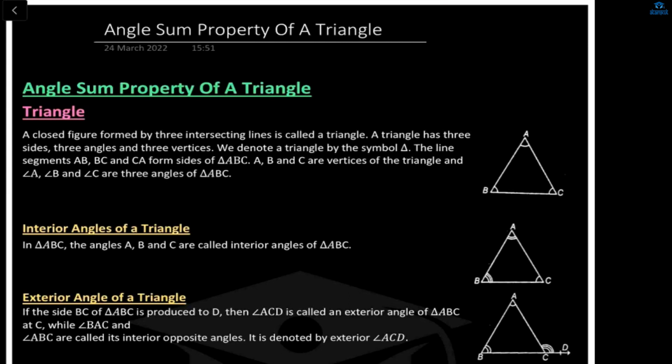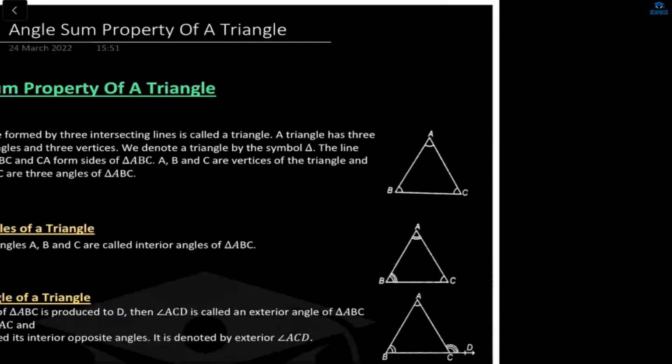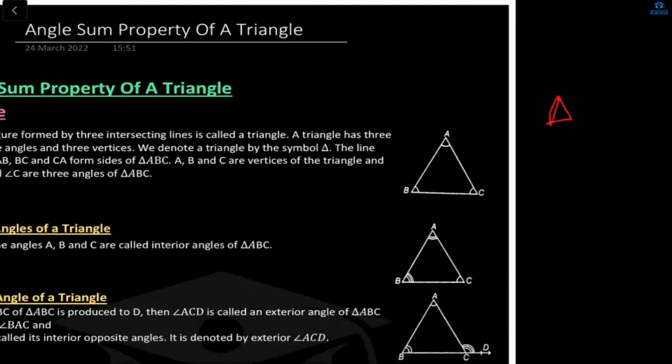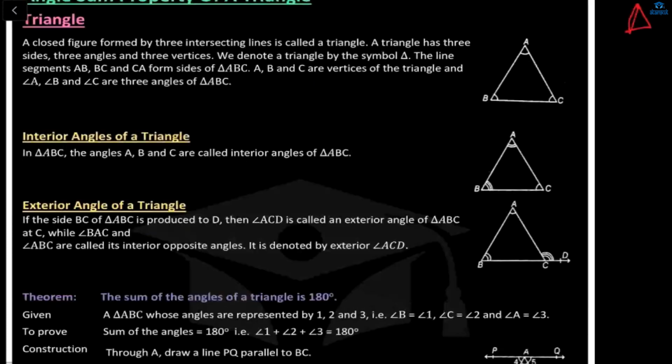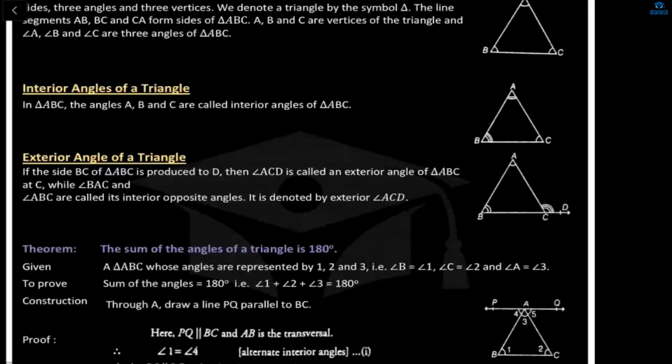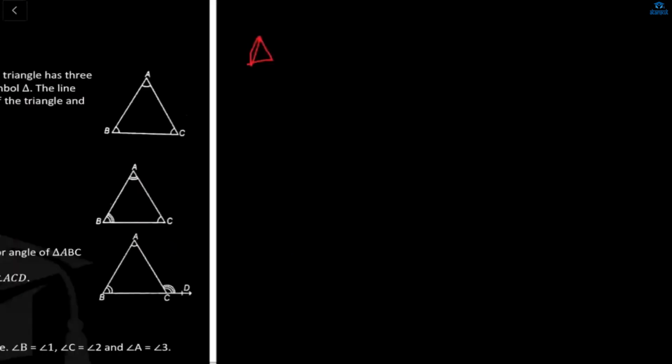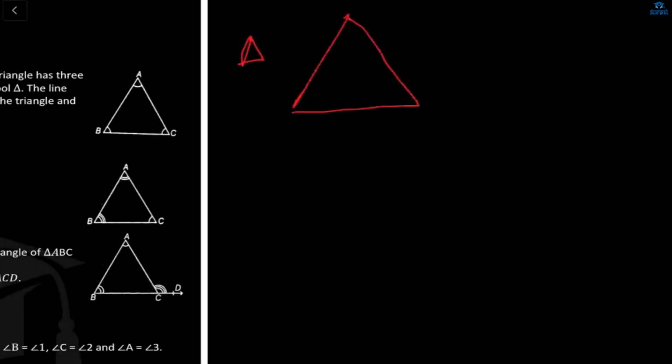Now, how do we represent a triangle? Whenever we want to represent a triangle in geometry, we represent it with a small triangle shape. Now, interior angles of a triangle. What are the interior angles? Obviously, from the name, interior means the inside angles of the triangle. All the three angles A, B, C are interior angles.